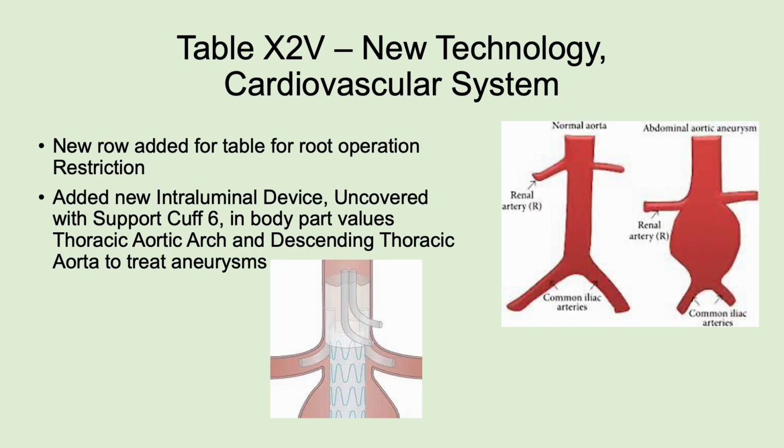Okay, so let's look at the final change in new technology for cardiovascular anyway, is root operation restriction. So they added a new intraluminal device uncovered with support cuff, value 6, in body part values thoracic aortic arch and descending aortic arch. And this is to treat aneurysm. And you see a picture of the device in the bottom. And then on the right, you see the aneurysm.